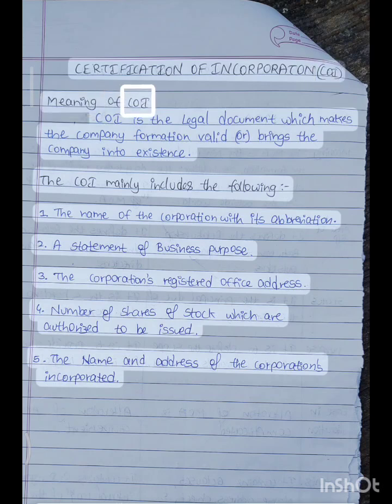Meaning of COI. COI is the legal document which makes the company formation valid, or brings the company into existence. The COI mainly includes the following. 1. The name of the corporation with its abbreviation. 2. A statement of business purpose. 3. The corporation's registered office address. 4. Number of shares of stock which are authorized to be issued.